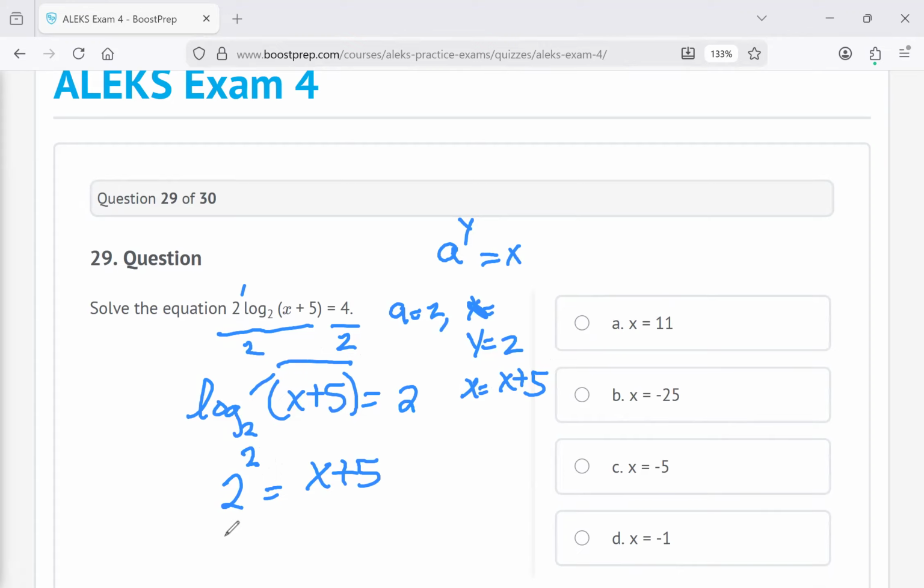And then we want to solve for x, so 2 squared is 4. Subtract 5, you get x equals negative 1. Letter D.